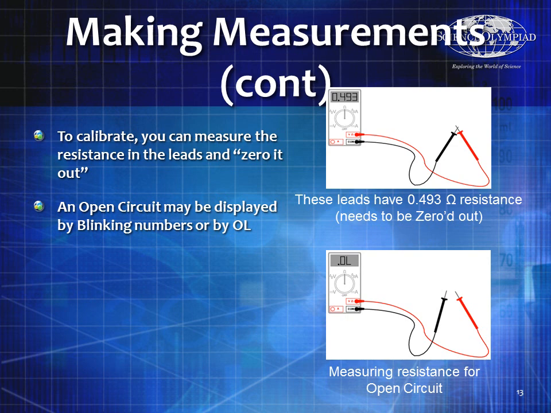However, if I don't touch those two leads together, or if something's broken inside the leads, it'll be an open circuit. Now, every multimeter displays open circuits differently. In this case, it says OL. Okay, I've had it blink. I've had it say open. I've had a lot of different ways of finding out. So you really have to practice a little bit with your multimeter.